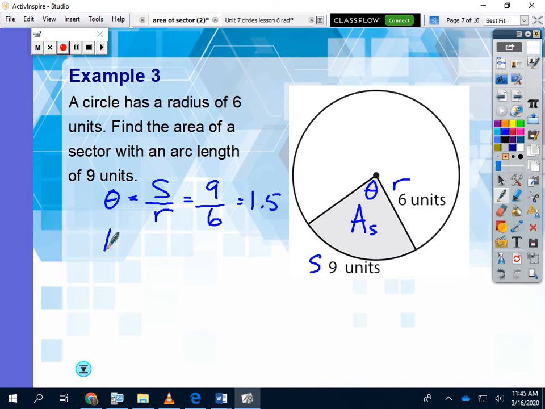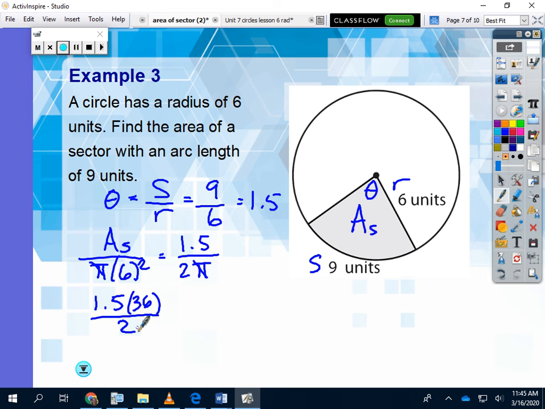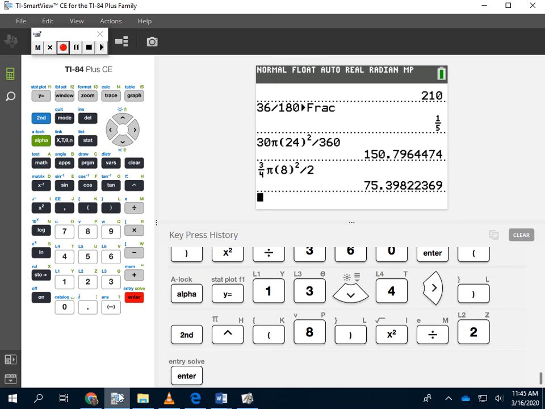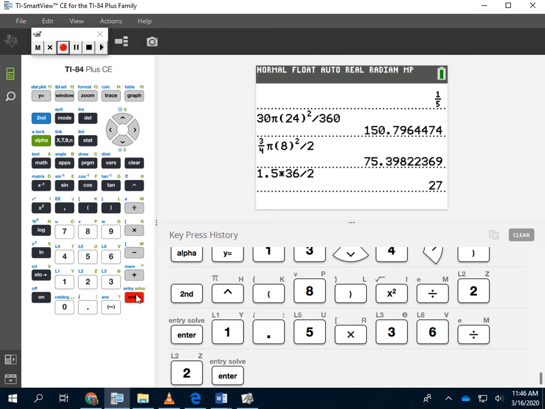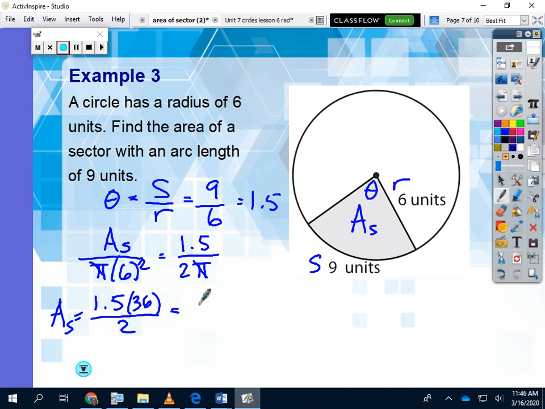Okay, so now let's see. Area of a sector over pi times 6 squared is going to be 1.5 divided by 2 pi. So now I don't have a pi on top to cancel out, but since I have one on either side, I can still cancel them out. Remember, you can only cancel one at a time. Okay, so now I have 1.5 times 6 squared, which is 36. You can just leave it 6 squared. And that's going to be divided by 2. 1.5 times 36 divided by 2 is going to give me the area of my sector. It's 27. So the area of the sector is 27 units squared.